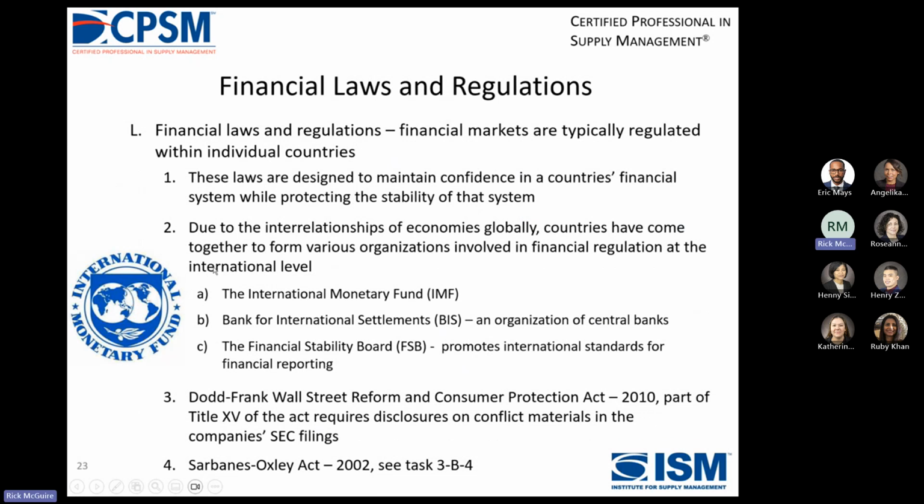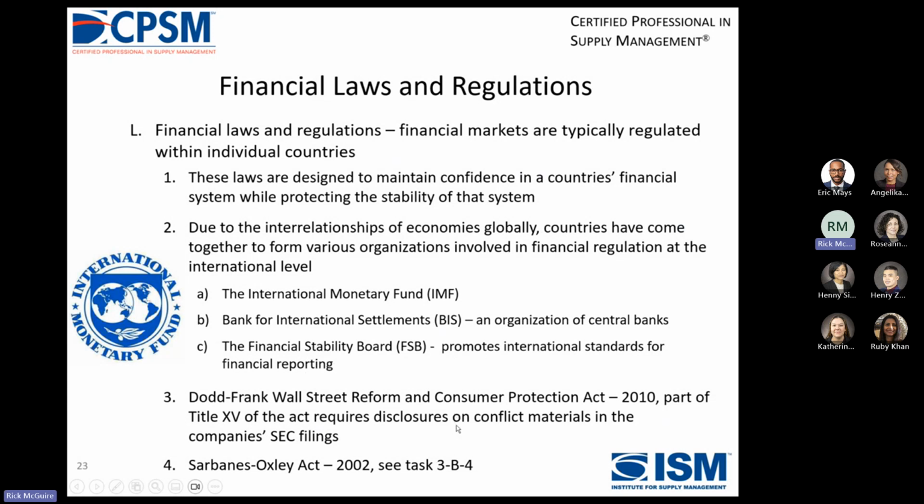And then you've got financial laws. A lot of these have to do with auditing financial statements. Countries have come together to form various organizations involved in financial regulations. So the International Monetary Fund is in the news a lot. The Bank for International Settlements, this is what the Federal Reserve is a member of, and other countries' national banks. And then this is the Financial Stability Board, which sets international standards for financial reporting.